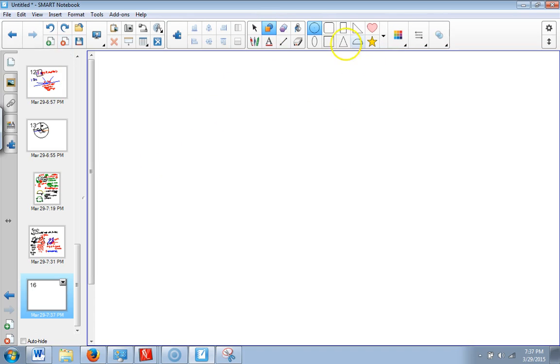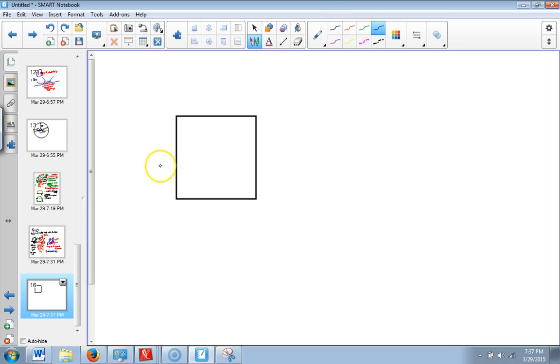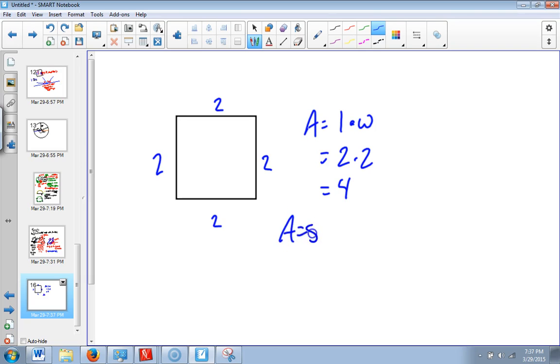Squares are pretty simple. If you know one side of a square, you know all the sides. So if I know that's 2, I also know this, this, and this are 2. The area is length times width, which is equal to 2 times 2, which equals 4. And on your formula sheet, it also says A equals side squared.